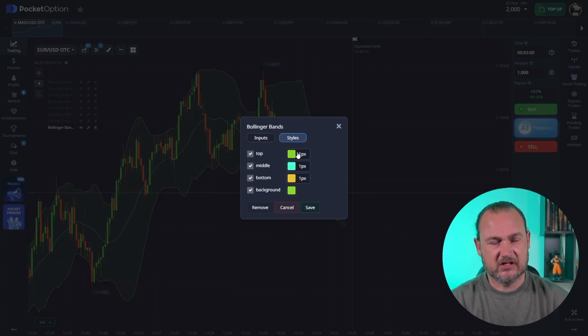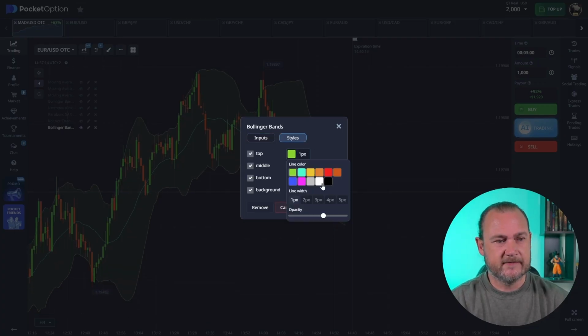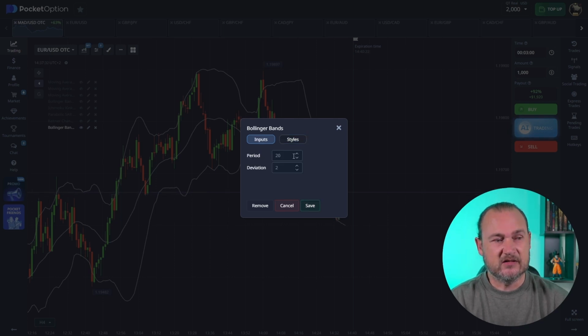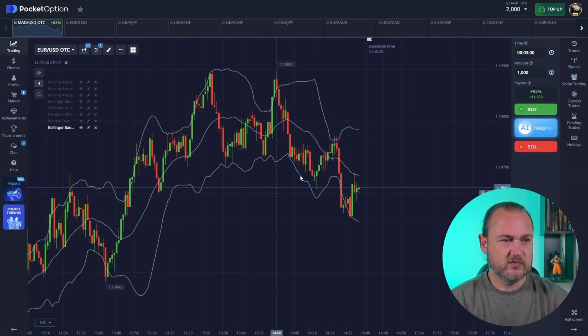Now, I like to change the style of the Bollinger Bands. You don't have to do this. This is a cosmetic thing. This will not influence the way the strategy works at all. I'm just used to having my Bollinger Bands like this. I like them this way. Like I said, it's totally cosmetic. What's important is that you do the period of 20 and the deviation of 2. You do need to set that. Okay, so we've got the Bollinger Bands set up.